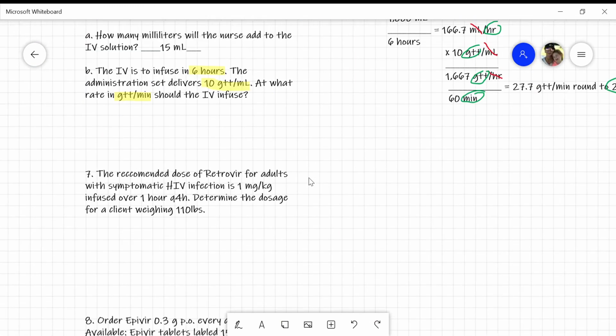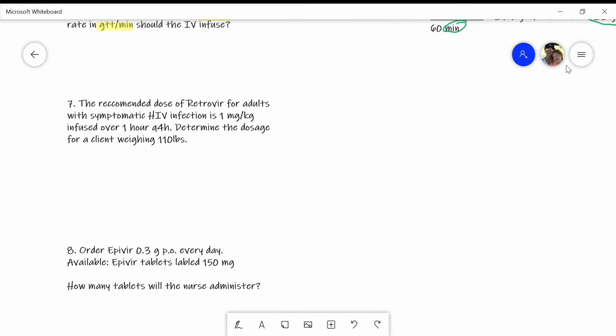I'm going to stop the recording real quick so I can plug in my computer before it dies.